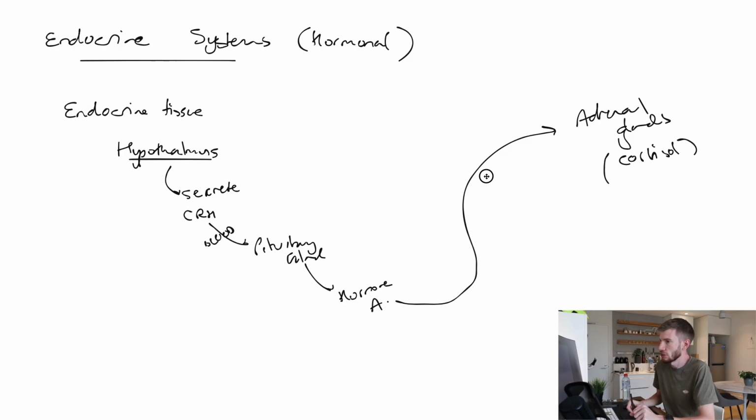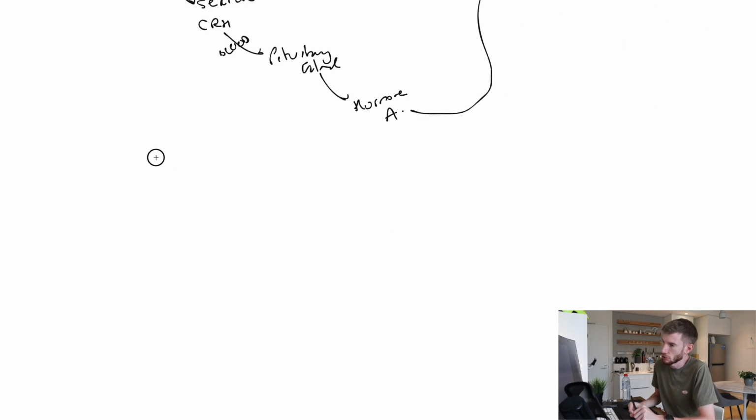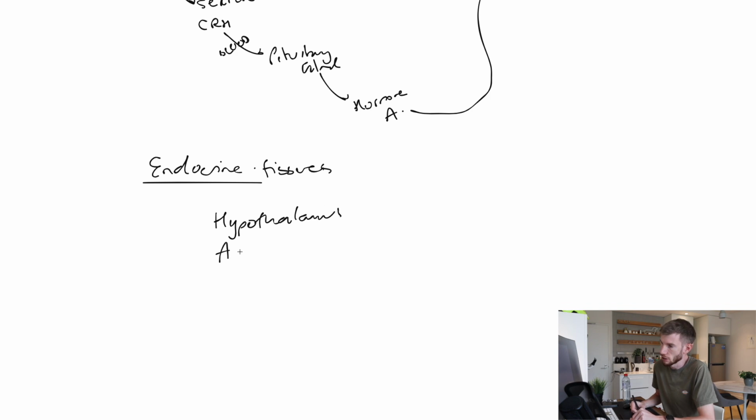We've got a bunch of different endocrine tissues in the body, so tissues that can produce hormones. Some of the main ones that you'll come across are the hypothalamus in the brain, the anterior pituitary, just sitting below it. Then you've also got organs such as the testes and the ovaries for reproductive hormones and sex-determining hormones.